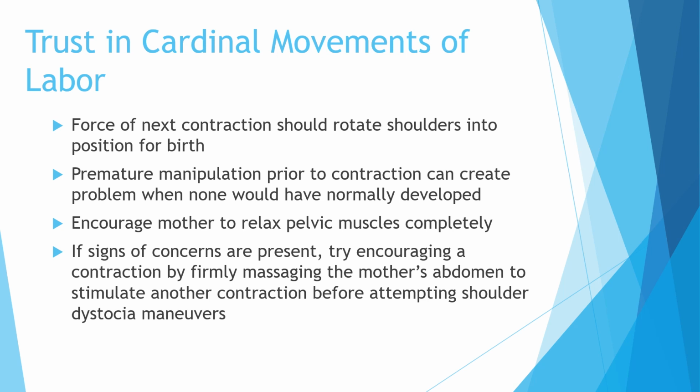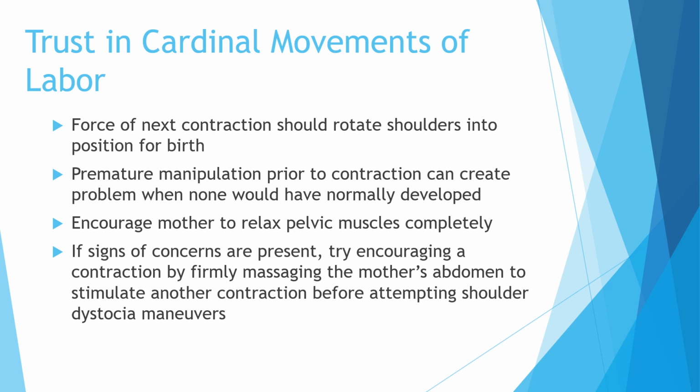Trust in the cardinal movements of labor. Force of the next contraction should rotate the shoulders into the proper position for birth. Premature manipulation, so that's the care provider doing active management when the head is out and now trying to force the shoulders to do a different rotation than their plan, can cause the shoulder dystocia. Encourage the woman to relax her bottom, those pelvic muscles, be in a good position. Hands, knees, squatting are great positions for preventing shoulder dystocia and helping with shoulder dystocia.